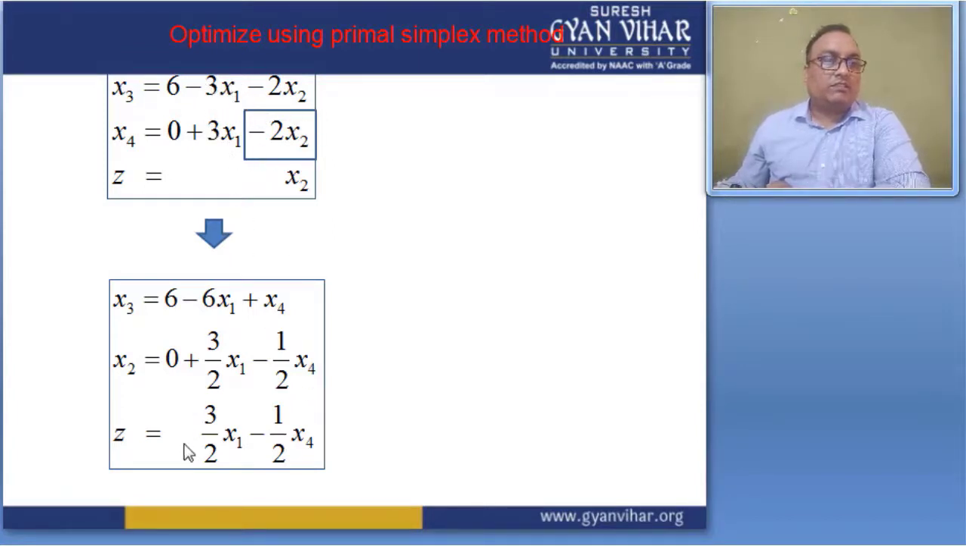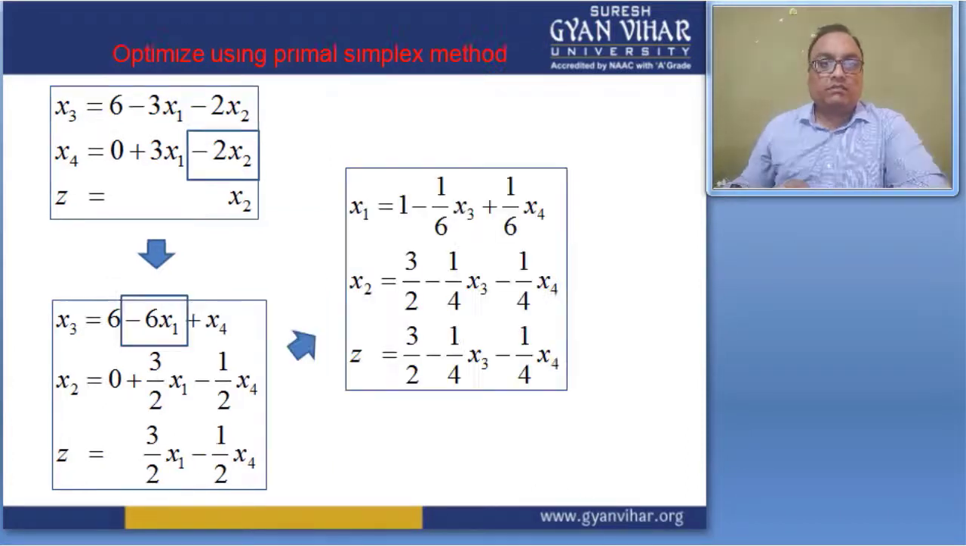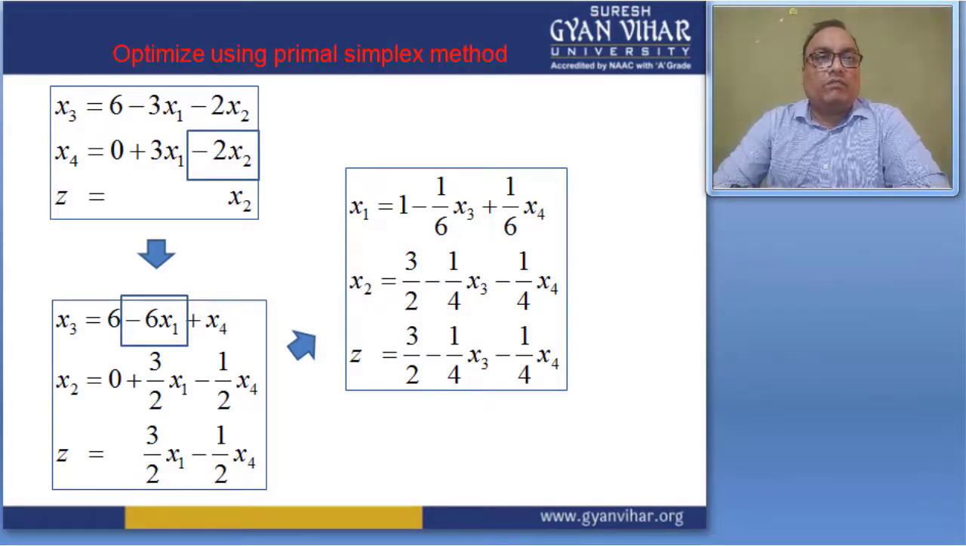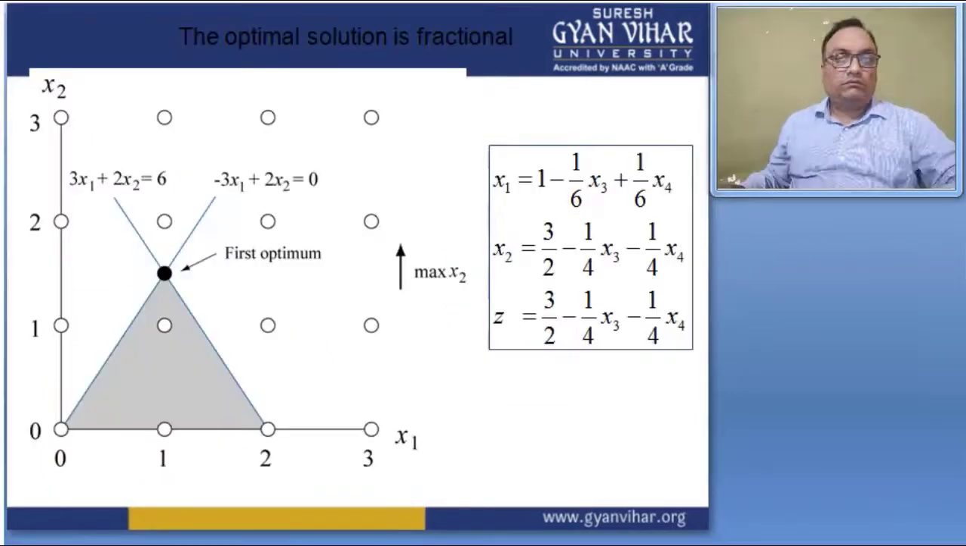And in the second case we have taken minus 6x1, and then this function is converted into x1 equal to 1 minus 1 by 6 x3 plus 1 by 6 x4. And x2 equal to 3 by 2 minus 1 by 4 x3, and z equal to 3 by 2 minus 1 by 4 x3 minus 1 by 4 x4. So move to the next slide of this problem.